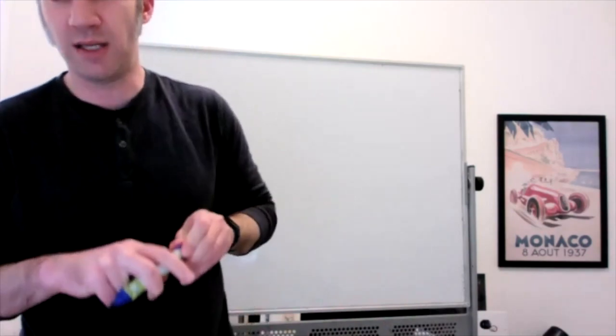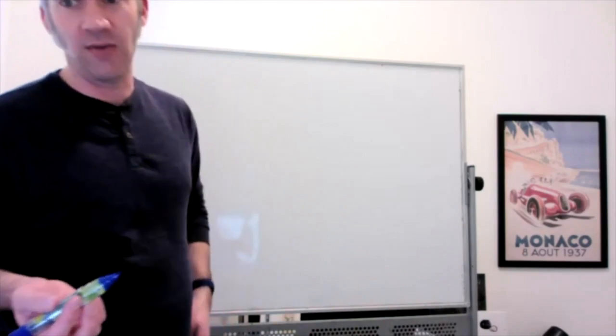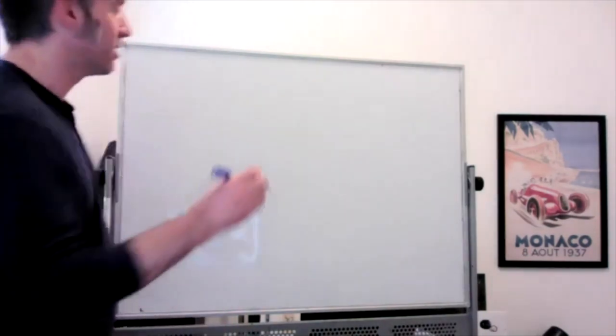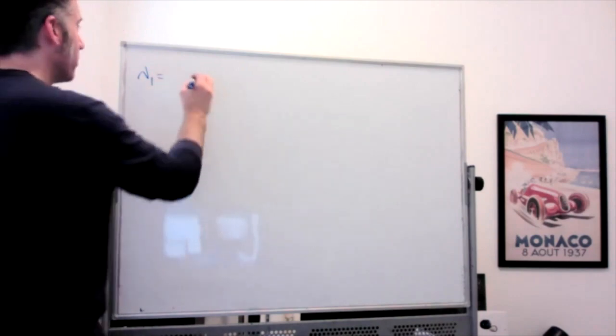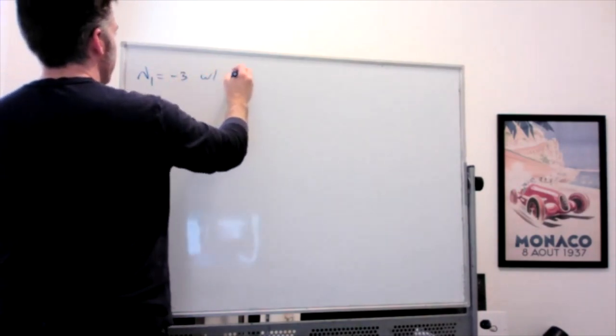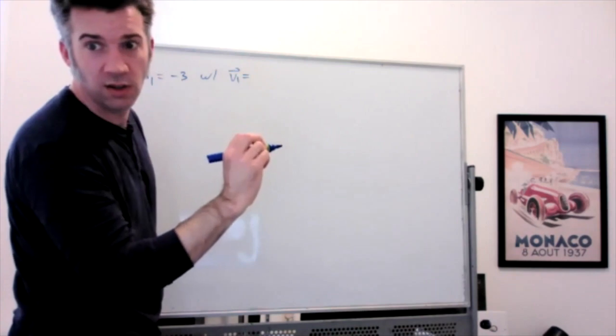So let's look at this one. Problem 10 says, suppose that the matrix A has the following eigenvalues and eigenvectors. They're giving us lambda 1 is -3 with V1 equal to 1, 1.